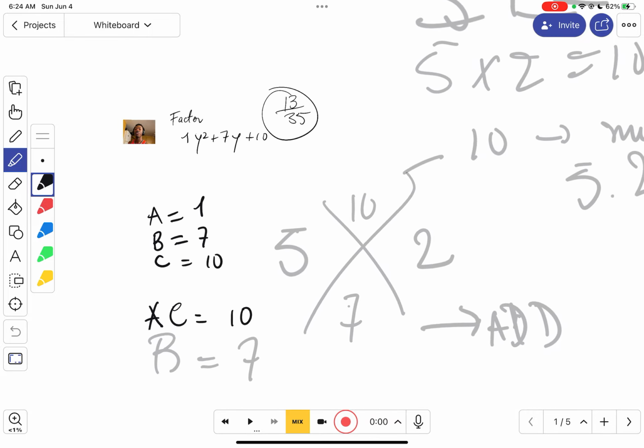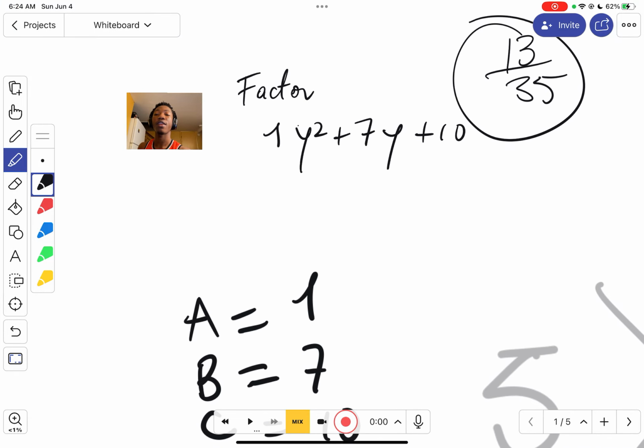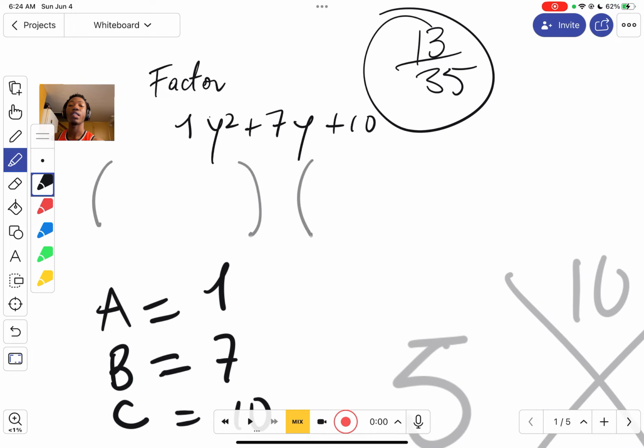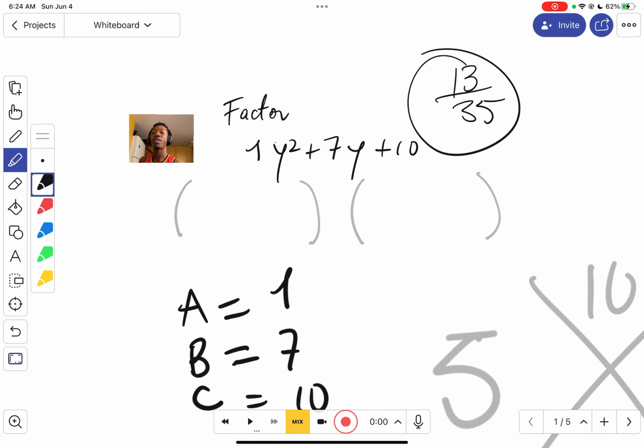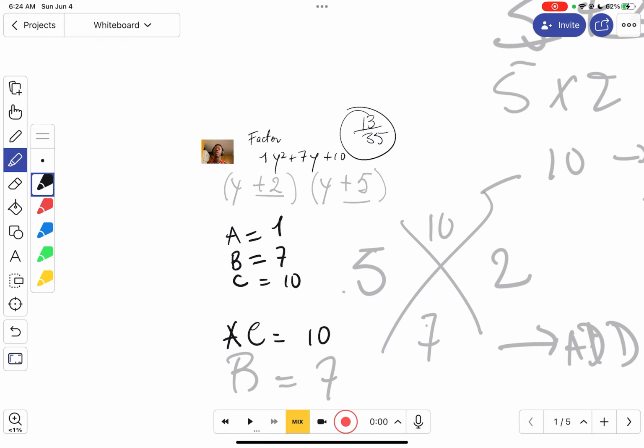So you can write it this way: open parentheses and close parentheses. We're going to put a y in each parentheses, because we have y squared, and the only way we can have y squared is by multiplying the y twice. And we're going to put the plus 2 and the plus 5. Those are the numbers we got from the AC method.